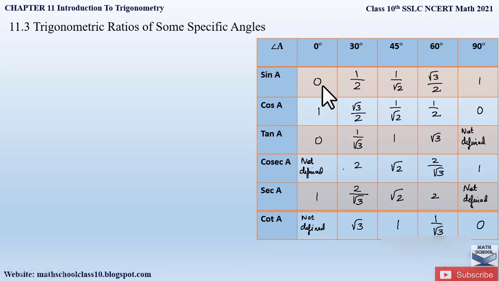So sine 0 degree is 0, sine 30 is 1 by 2, sine 45 is 1 by root 2, sine 60 is root 3 by 2 and sine 90 is 1. So if you remember the values for sine, then you can remember the whole table. For cos, it is exactly opposite. That is, cos 0 will be sine 90. So 1 will come here, then it is root 3 by 2, then it is 1 by root 2, then half and 0.